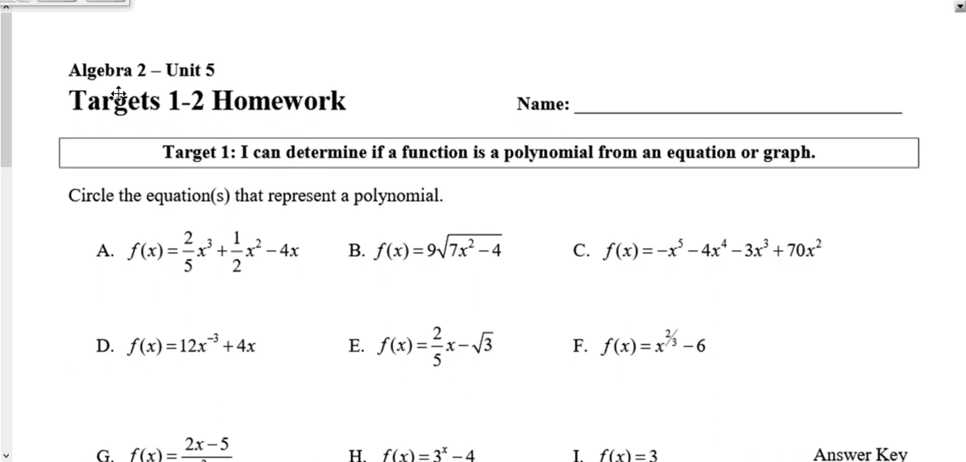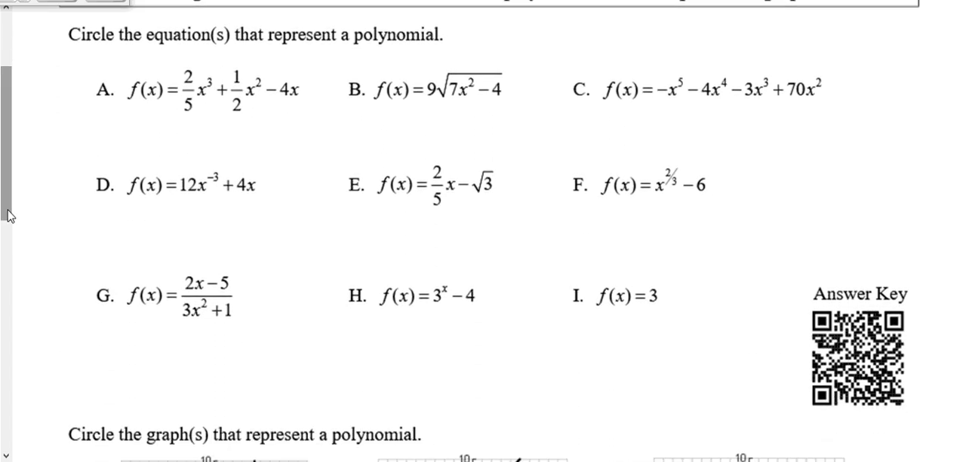Here we go with targets 1 and 2 homework. So remember, target 1 is just determining, do we have a polynomial or not. So we went over some characteristics in the notes, and if you missed that or need some more explanation, definitely go back to the notes.